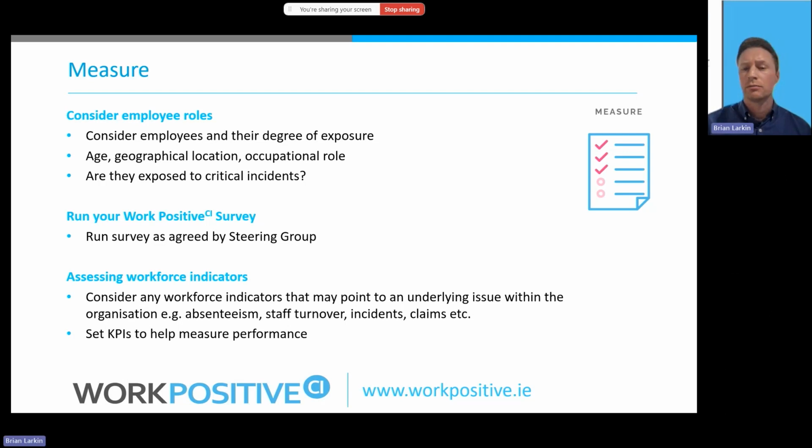Separately, you may consider potential outcome indicators, or indicators that may point to an underlying issue. For instance, if you have high absenteeism in a certain cohort of staff, that might indicate there's an underlying issue. You may have high staff turnover. You may see incidents or claims arising to certain cohorts of staff. We would recommend looking at this data and potentially using it to measure performance. So when you do rerun Work Positive in the future, whether it's 18 months or 2 years down the line, you have something to benchmark yourself against to see how things have progressed within the organisation.